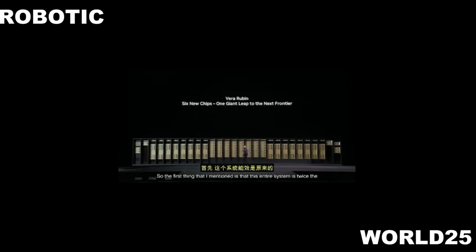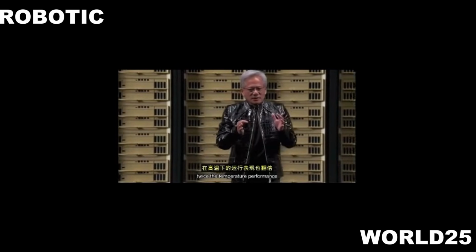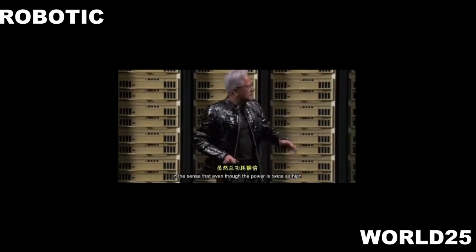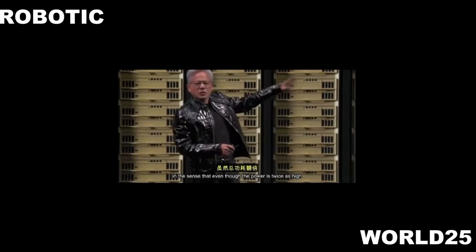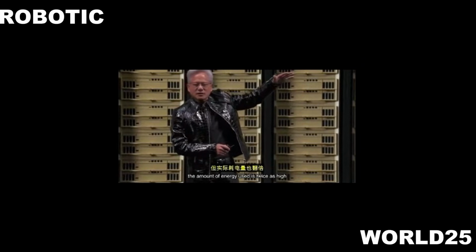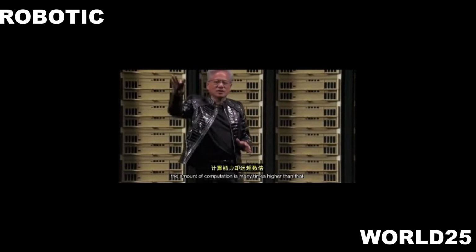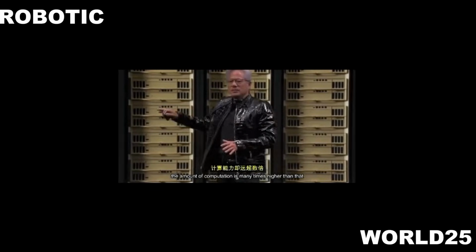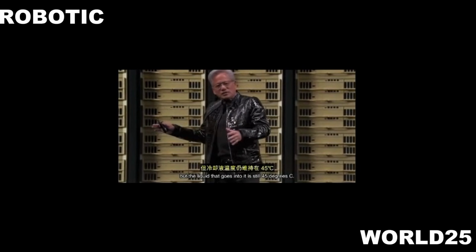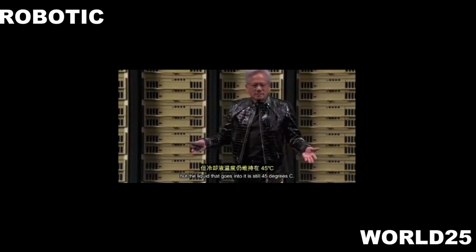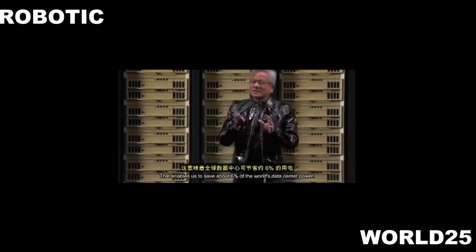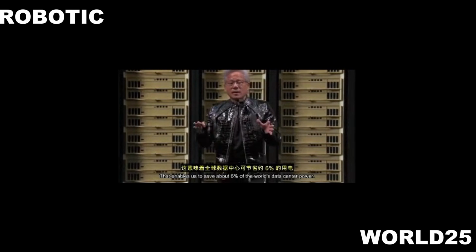The first thing that I mentioned is that this entire system has twice the energy efficiency, essentially twice the temperature performance, in the sense that even though the power is twice as high, the amount of energy used is twice as high, the amount of computation is many times higher than that, but the liquid that goes into it is still 45 degrees C. That enables us to save about 6% of the world's data center power.